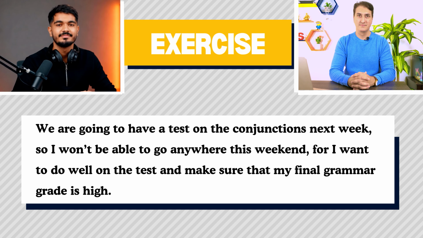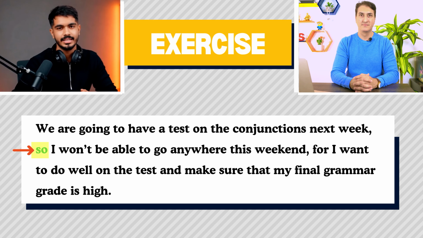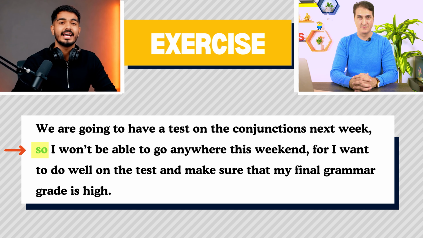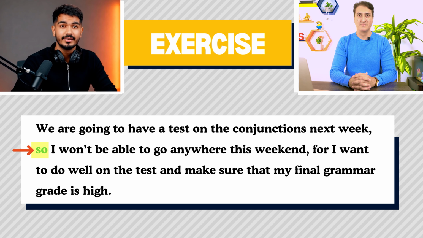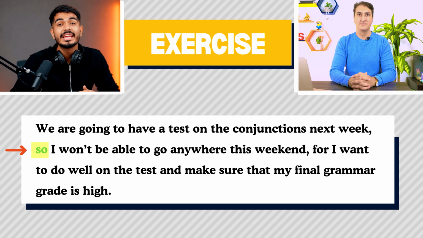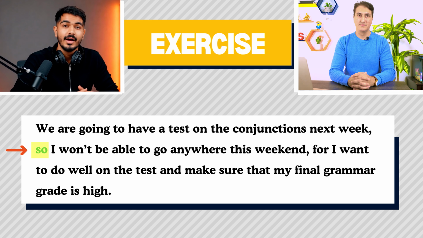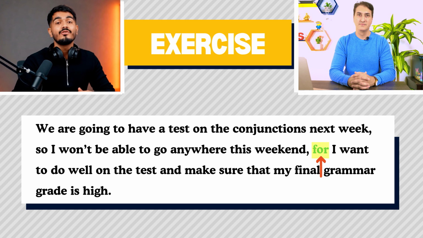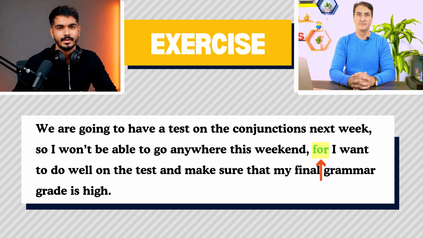First, I used so to show the result of the first sentence. We are going to have a test on the conjunctions next week, so I won't be able to go anywhere this weekend. The FANBOYS so shows that because of the test, I have to stay home. Next, I use the FANBOYS for to explain the reason, for I want to do well on the test. Here, for gives the reason behind my action of staying home.